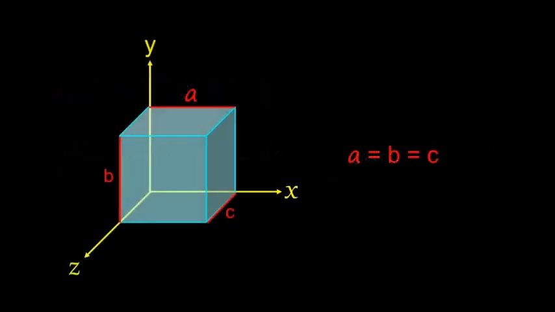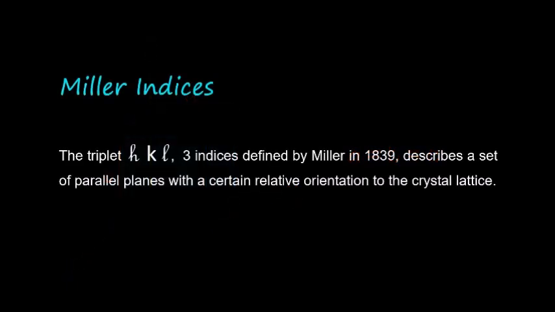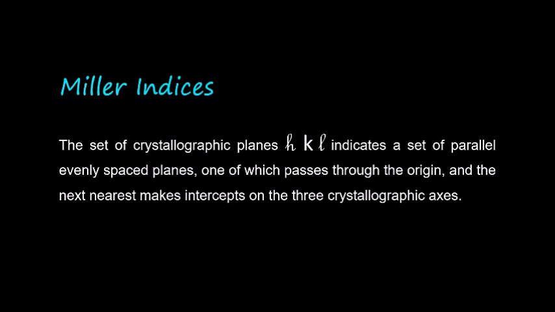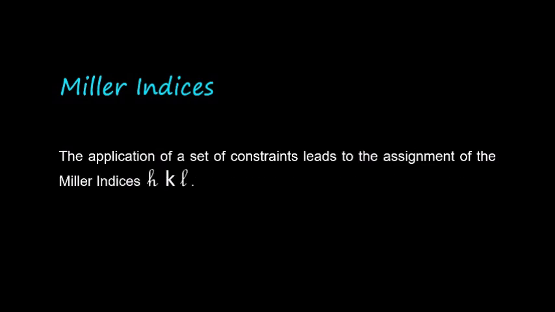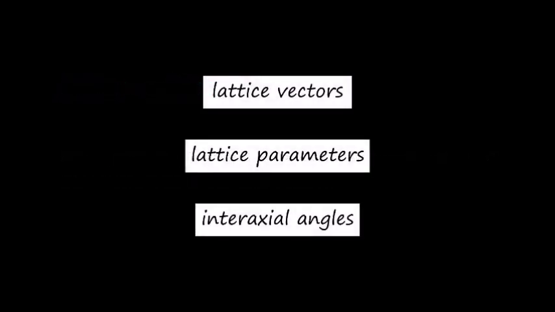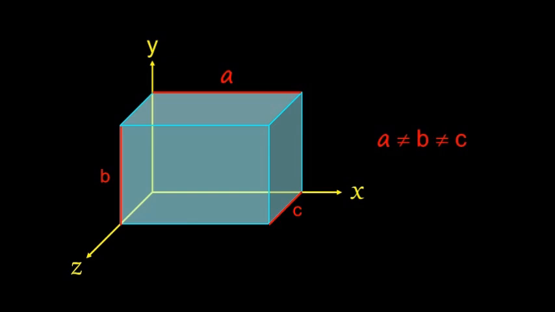Let's start with this most simplified one, a cubic crystal system, with unit cell dimension, a. Here's a non-cubic system with unequal dimensions or parameters.